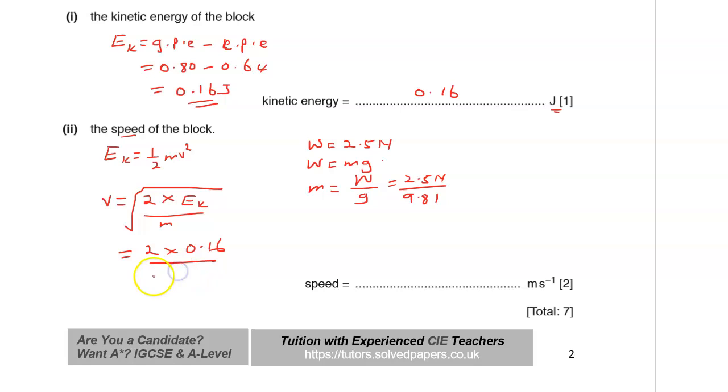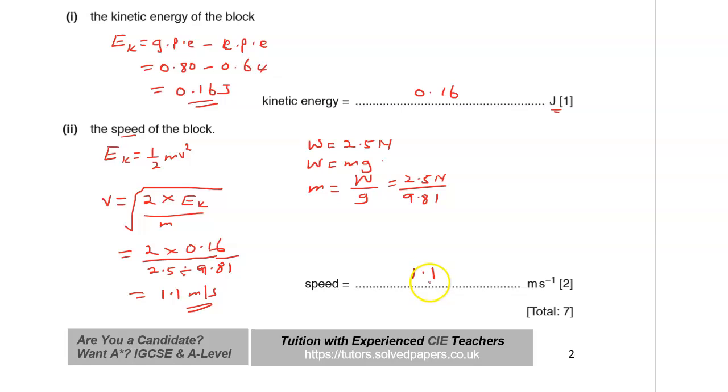2.5 divided by 9.81 right there. And when you do the calculation correctly, you should get something like 1.1 meters per second. Make sure you confirm this with your calculator. So 1.1 meters per second.